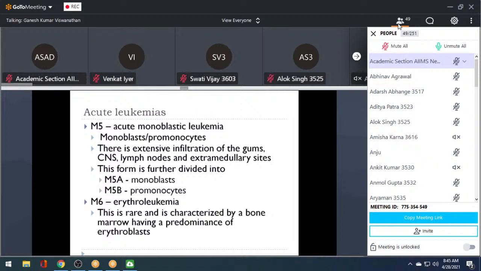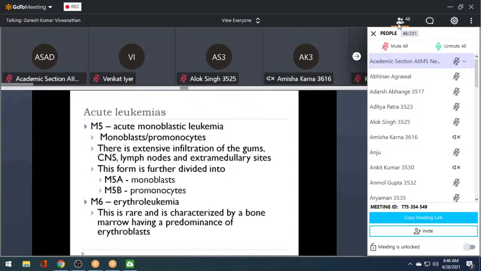Here, the cell of origin is a monoblast, which normally gives rise to monocytes, whereas in a leukemic scenario, when a cancer arises from the monoblast, it leads to acute monoblastic leukemia. This usually has a specific type of presentation in that it infiltrates extramedullary sites. It can go and sit in the gums, it can go and sit in the CNS, and present as a big mass lesion. So you can see gum hypertrophy, lymph node enlargement, and leukemic deposits within the CNS, etc.